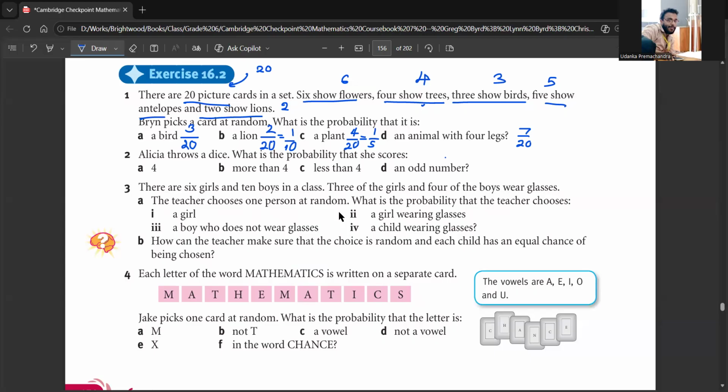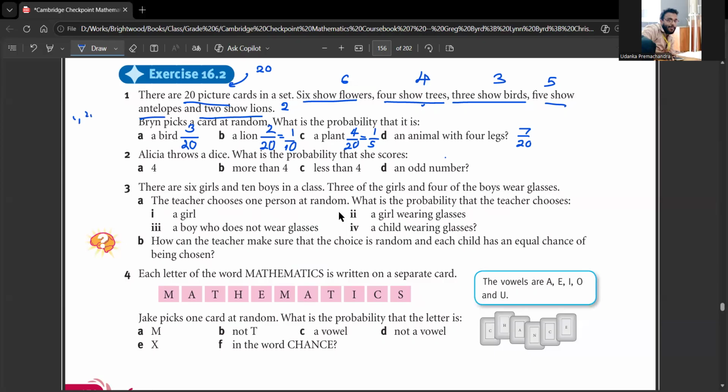Okay, next one. Alicia throws the dice. What is the probability of each case? The dice has one, two, three, four, five, and six. Now the probability of getting four. Only one four out of all together. They have six values. So it's 1/6.